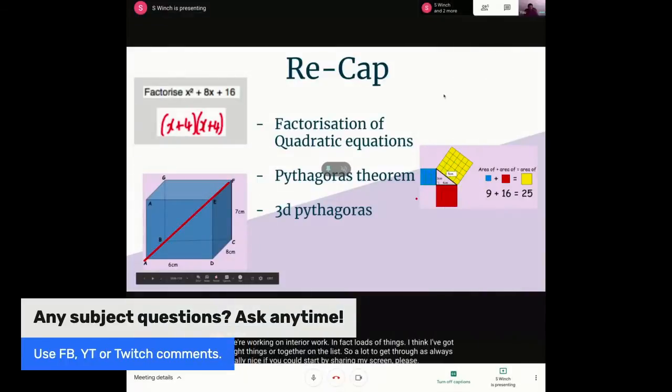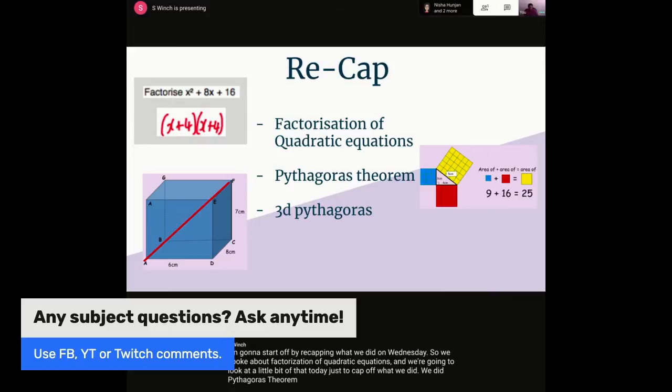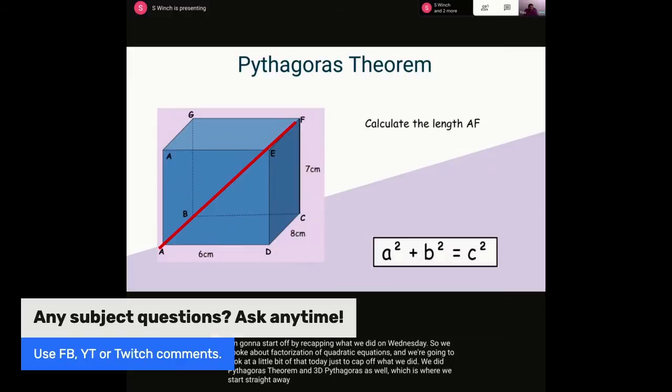And we'll start off by recapping what we did on Wednesday. So we spoke about factorization of quadratic equations, and we're going to look at a little bit of that today just to cap off what we did. We did Pythagoras Theorem and 3D Pythagoras as well, which is where we start straight away. This is 3D Pythagoras Theorem. So as you can see on the screen, you've got a cuboid, a 3D shape, and they would ask to calculate the line A to F.